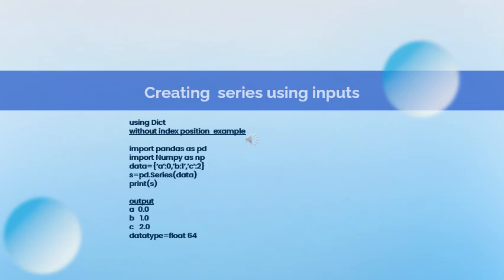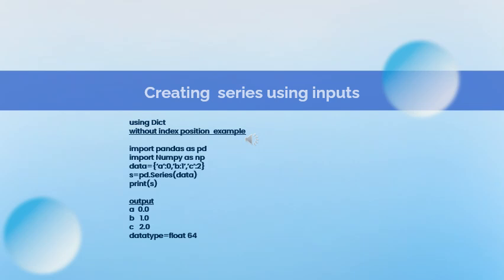We have discussed creating a program using series with an array input. Now the second type is the input dictionary. Here, without index position, we are writing a program. I have imported pandas as pd as well as numpy as np. In data I have stored A as 0, B as 1 and C as 2. I have created an object and printed the data. The output is A equals 0, B equals 1.0, C equals 2.0. Here the data type is float.